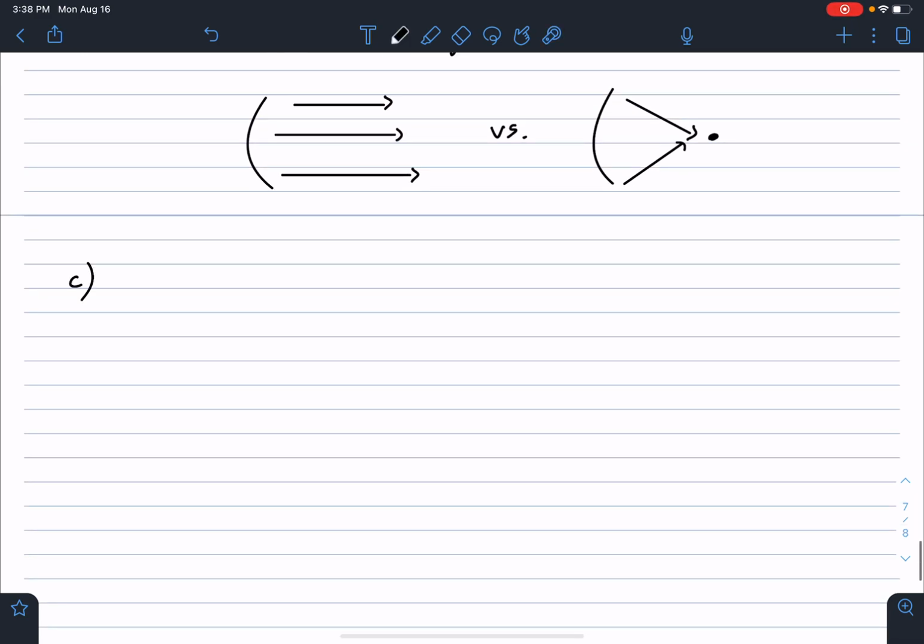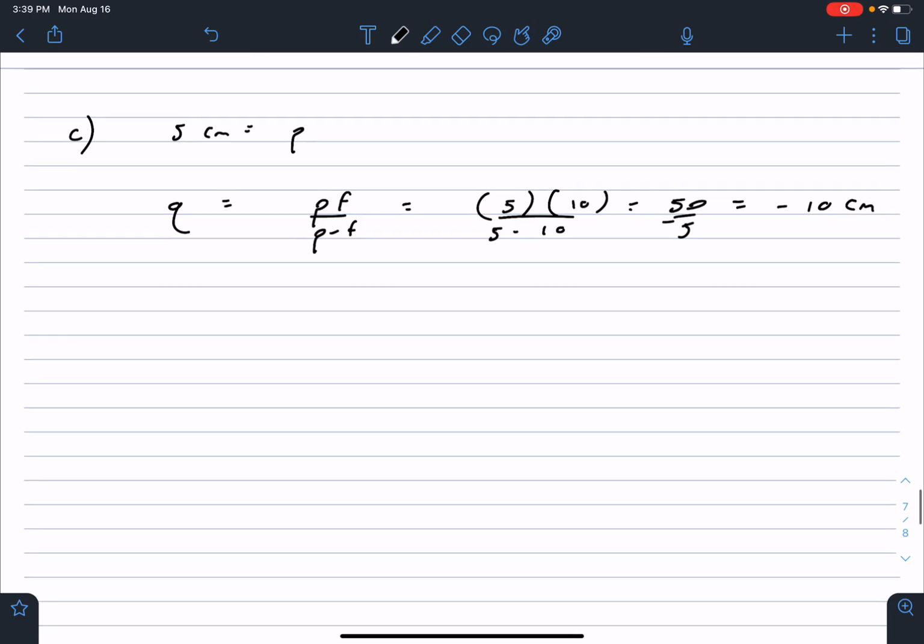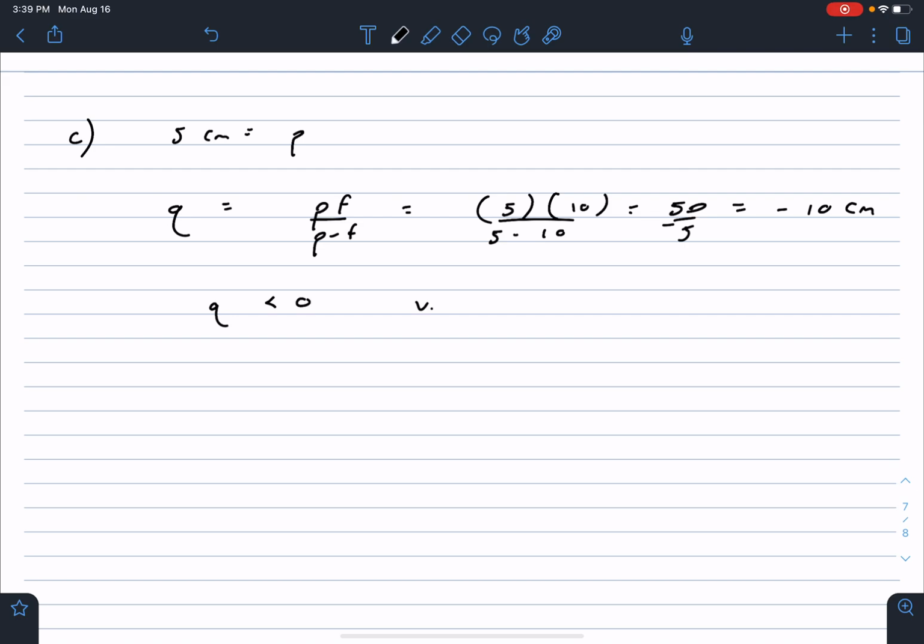So for part C, we had 5 centimeters for P. So we're looking for Q. We want to know where the image lies. P F over P minus F. If we're staying in centimeters, this is 5 centimeters times 10 centimeters over 5 minus 10. So this is 50 over negative 5, which gives you negative 10 centimeters. And so since Q is less than 0, that means that we have a virtual image.